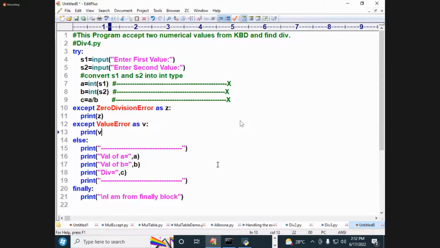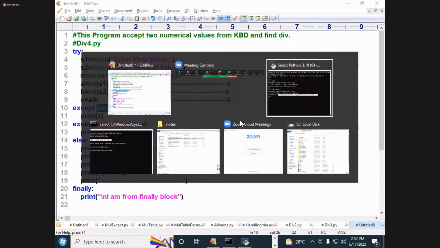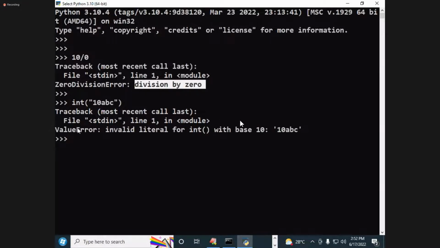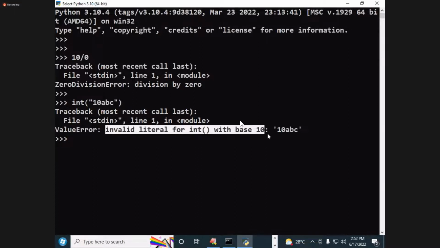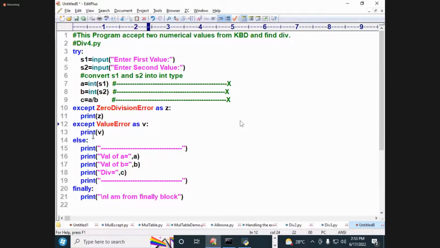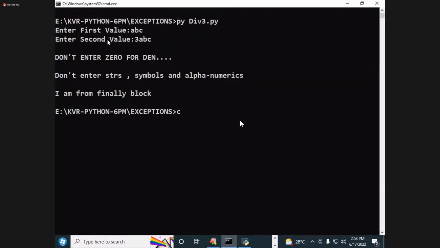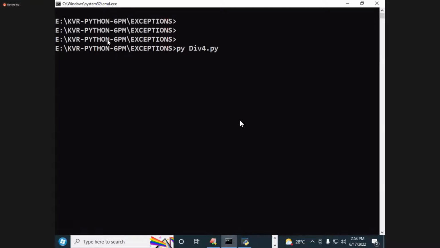What does z capture? The technical error message of ZeroDivisionError. What is the technical error message of ZeroDivisionError? Division by 0. What is the technical error message of ValueError? Catch it quickly. The rest of them are the same. I am using an alias name here. div4.py. Execute. Go to this place and execute: py div4.py 10 0. What is the answer? Division by 0.